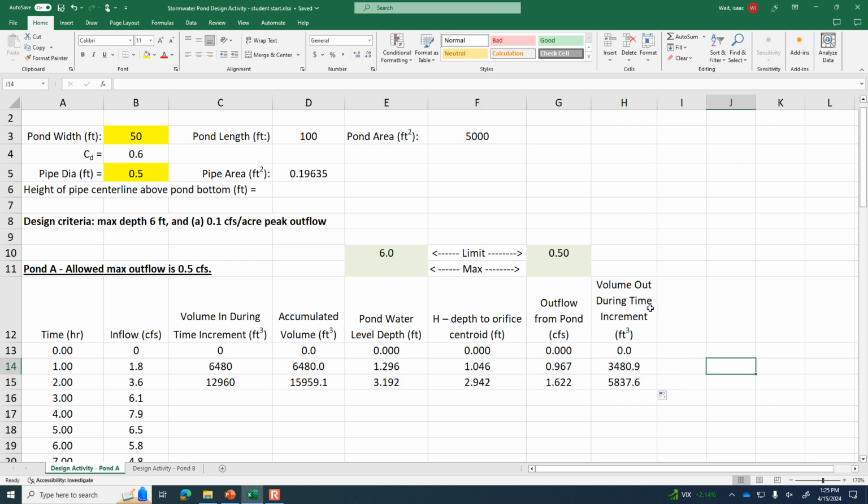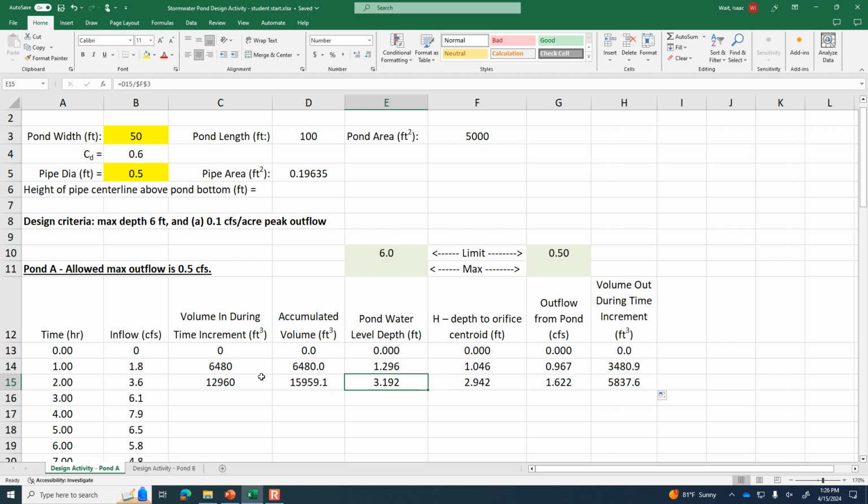Okay, so let's just make sure that it's reasonable. Like, if the pond depth is increasing, that implies that the flow into the pond was more than the flow out. So is that what we see? Like at hour 2, the water depth went from basically 1.3 feet and now it's at 3.2 feet. So the volume in was 12,960. The volume out in the previous hour was just 3,480. So yeah, more came in than went out, and therefore we'd expect that the water depth increased for the pond.